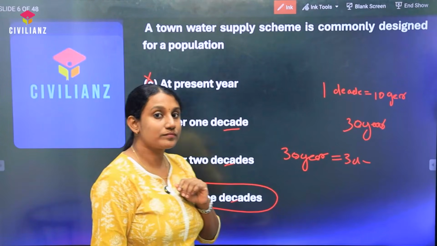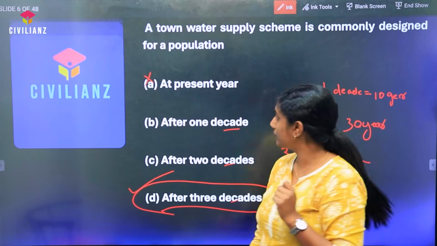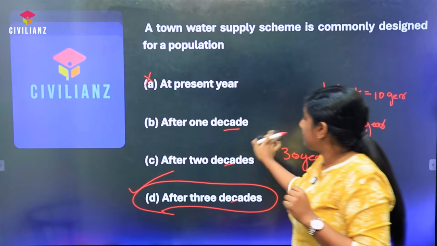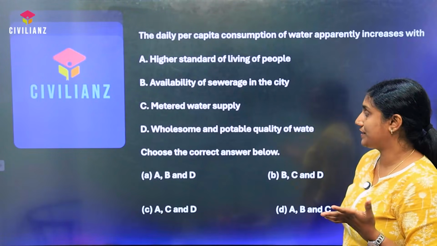Option D. Okay, option D is the answer. Okay, so next question.